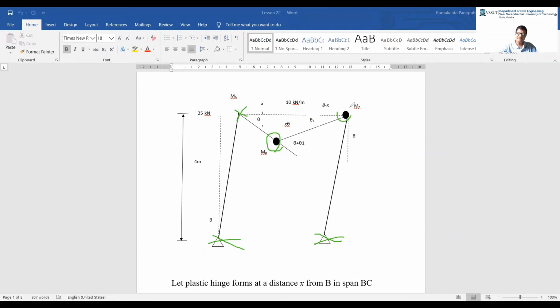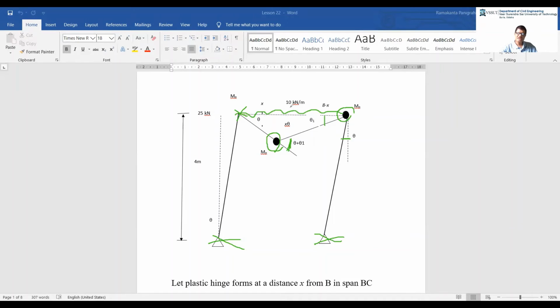The capacity is MP. So here it is MP into theta, and here MP into theta; this angle will remain the same. And here it is MP into theta plus theta 1, because here we have a UDL.